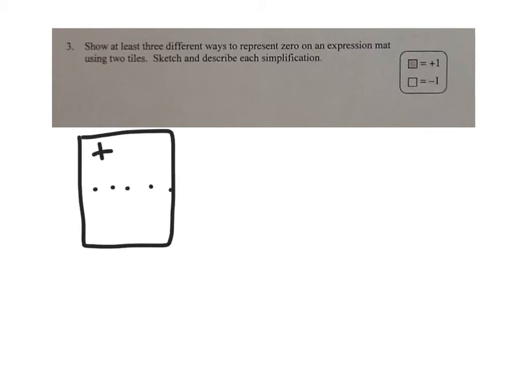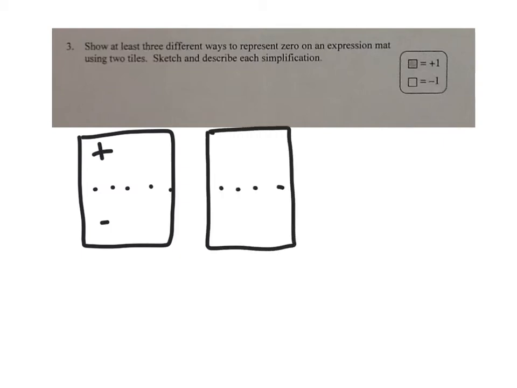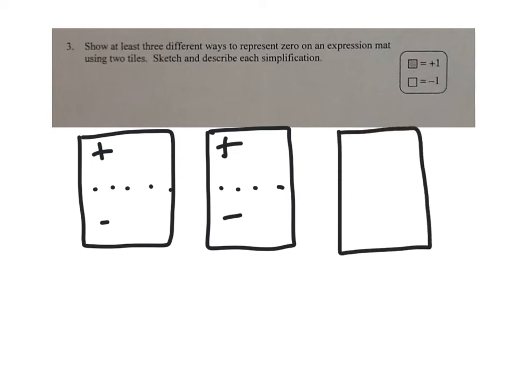All right, problem 3 says to show 3 different ways to represent 0 on an expression mat using 2 tiles. Well, remember that we did this in one of our tasks. So here, let's draw 3 expression mats, and then we'll show using 2 tiles how we can combine to make a 0.